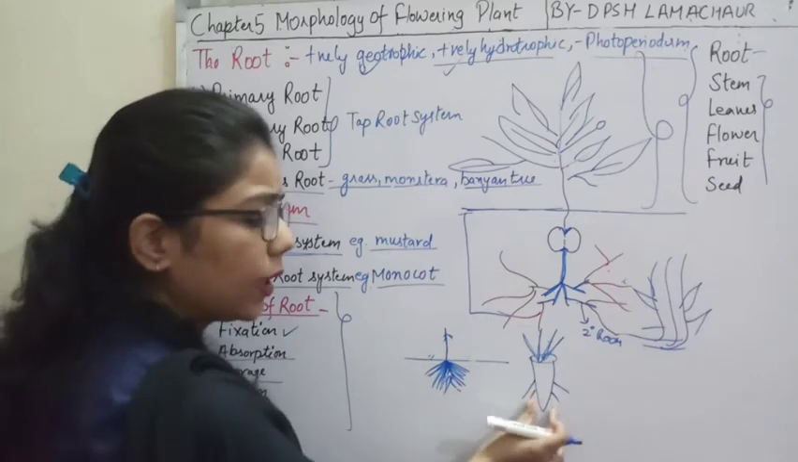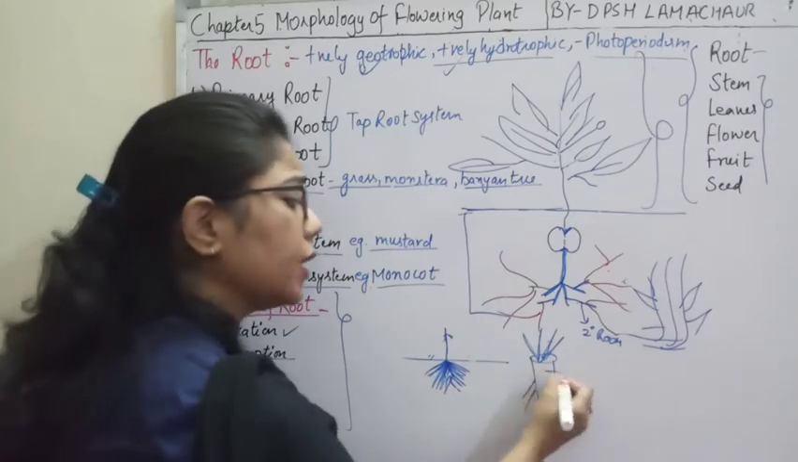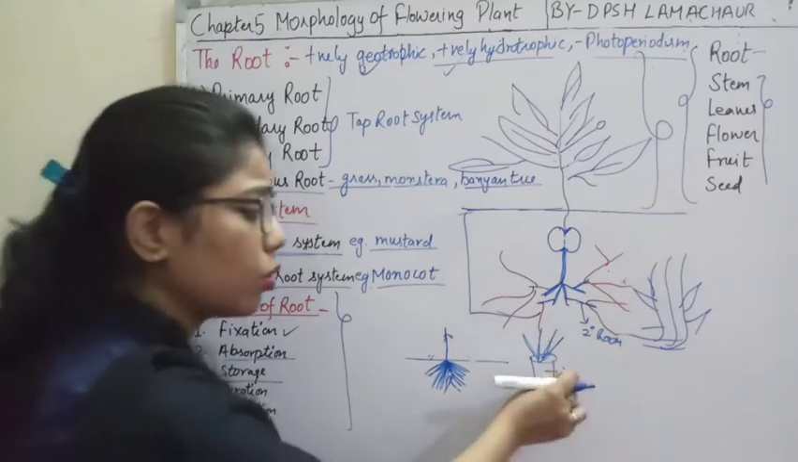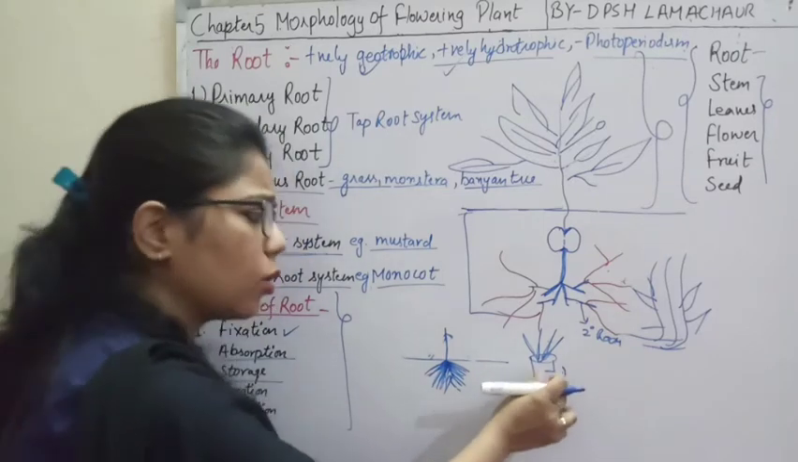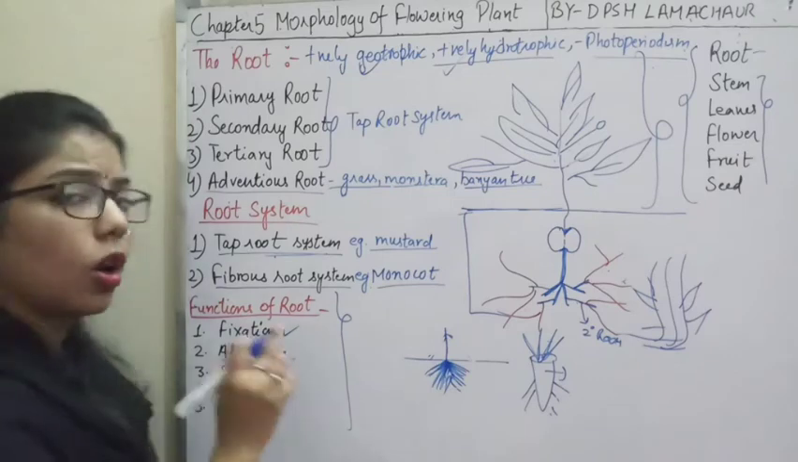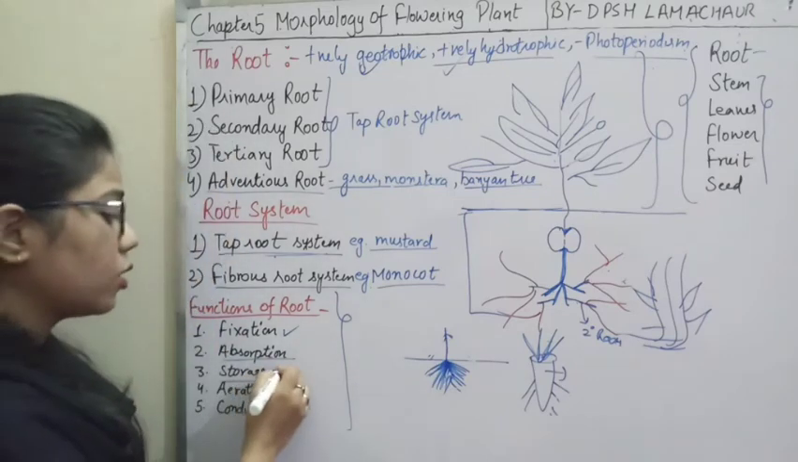Okay, इसका जो part है वो क्या हो चुका है? Swollen structure, and this swollen structure helps them to store the food here, right? So we can say that these roots also act as a storage.